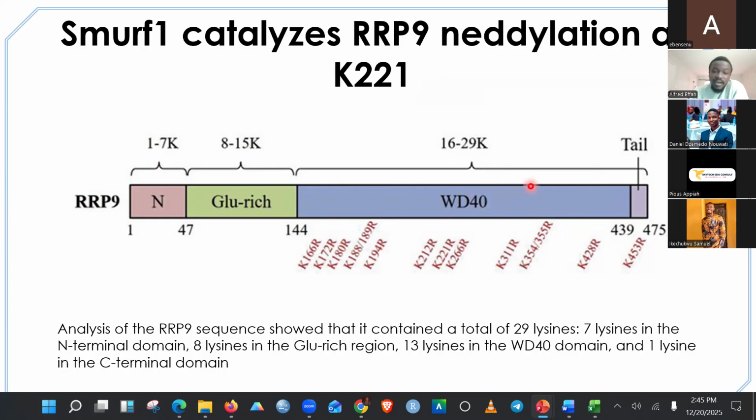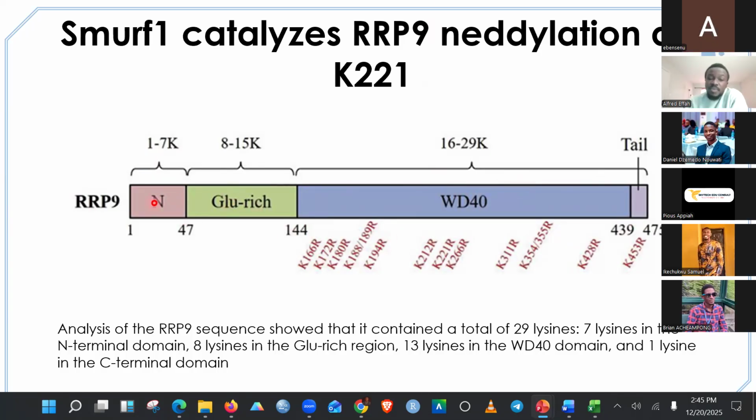So this is the normal structure for RRP9. It has the N domain, the glutamine-rich domain. It has the WD4. There are other aspects of the results that I did not show, but they did a different test that showed that the addition was happening in this domain. When you get the chance to read the paper, you could see that there are a lot of other figures that come before this. And they were able to confirm that the addition happens along this domain.